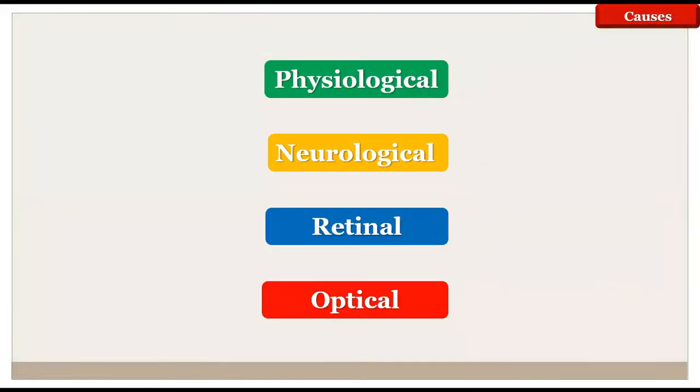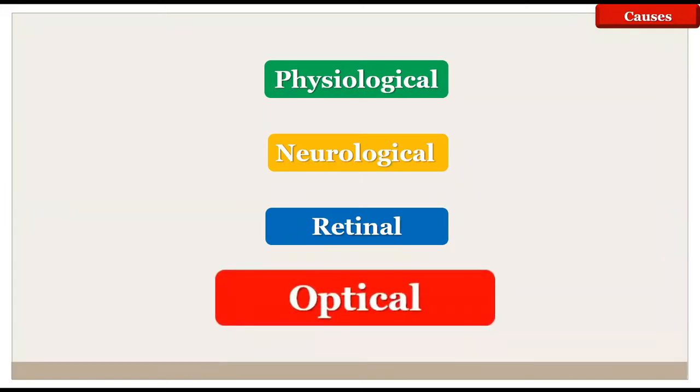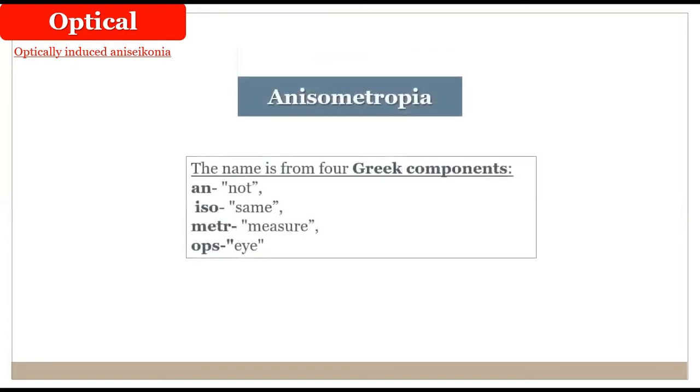Here again, the list of the causes. And now let's start with the optical cause. Regarding optical cause, or we can say optically induced aniseikonia, we generally mean the presence of anisometropia, which refers to any difference in the spherical equivalence between the two eyes.